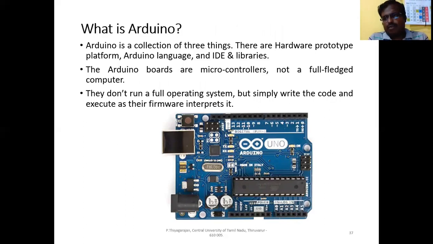Arduino platform is composed of mainly three components: the hardware prototype platform, the Arduino language and IDE, and Arduino libraries. A few slides back, while discussing microcontroller programming, you saw a screenshot of my Arduino IDE. This Arduino board also contains a microcontroller, and it is not a full-fledged computer like the Raspberry Pi. Raspberry Pi has a lightweight Linux operating system, but Arduino does not run a full operating system; you simply write the code and execute it as firmware.